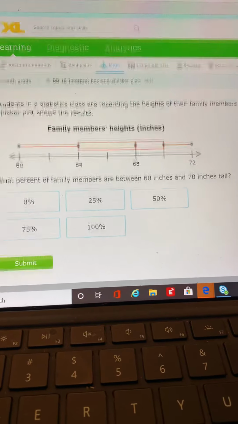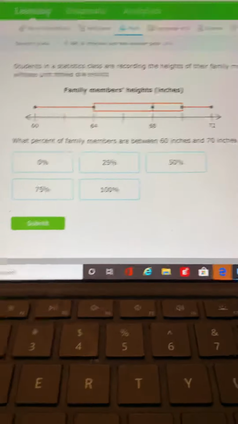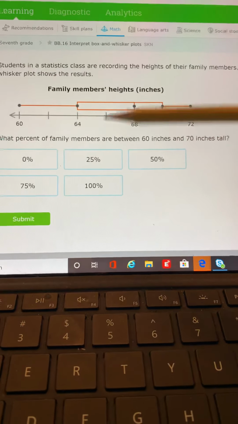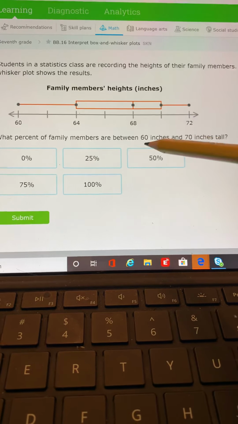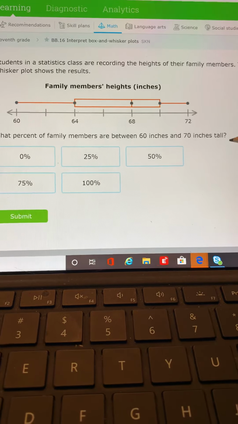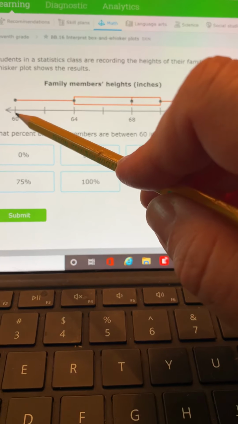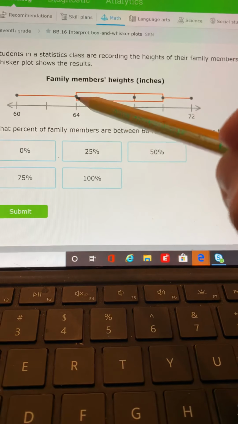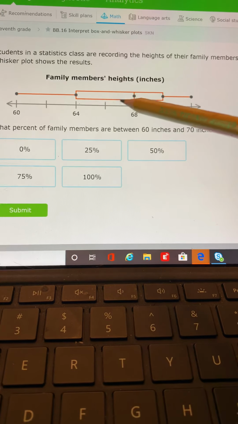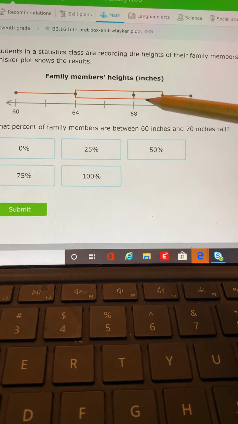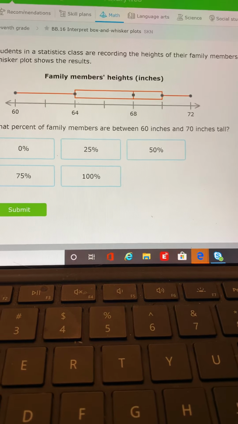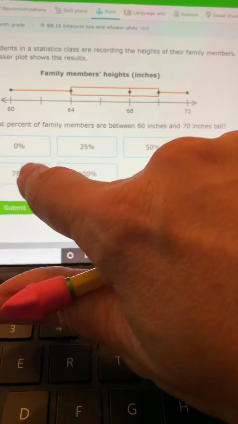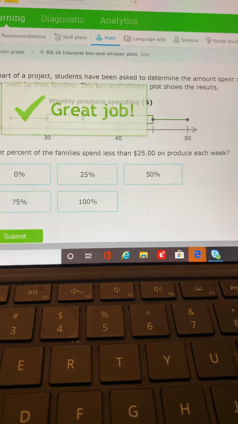Okay, so now here is where you're gonna start to understand the percentage piece a little bit more. What percent of family members are between 60 inches and 70 inches? So 60 is here, 70 goes to here. So it's 25% here, 25% here, and another 25% there. So between 60 and 70 is 75%.